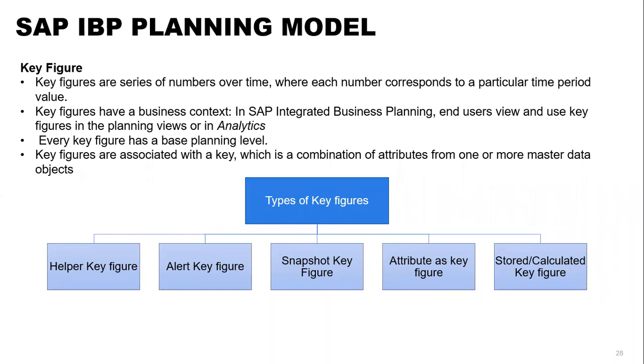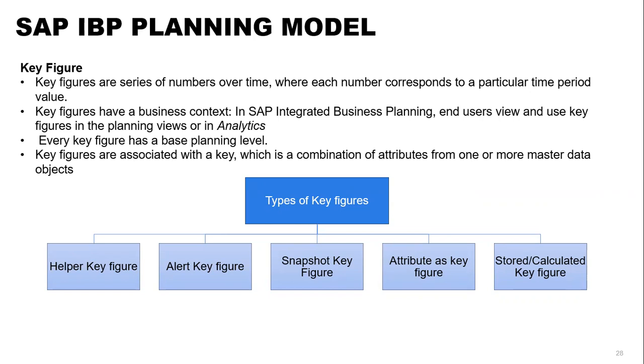Okay, again in the key figures, there are multiple types of key figures. One is the stored key figure and the other is the calculated key figure. Stored is in the sense, for example, sales history only. Okay, so we upload it, we maintain it. And there is one more called corrected sales history, for example. So we have two key figures. One is sales history and the second one is the corrected sales history.